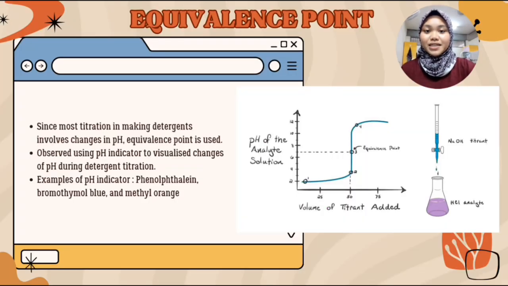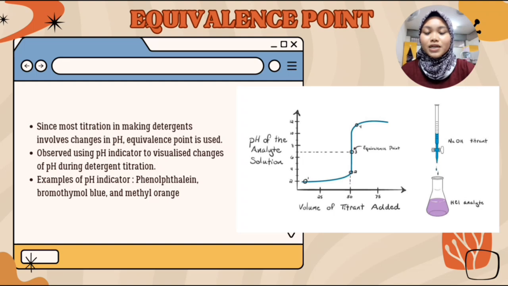We can see from this slide, the equivalence point is crucial in titrations involving detergents where there are significant changes in pH. This point is observed using pH indicators, which help visualize the pH changes during the titration of detergent solutions. In the graph, we observe a typical titration curve. The equivalence point is marked when the steepest part of the curve occurs, indicating a sudden change in pH. This is where the amount of titrant added exactly neutralizes the analyte solution.